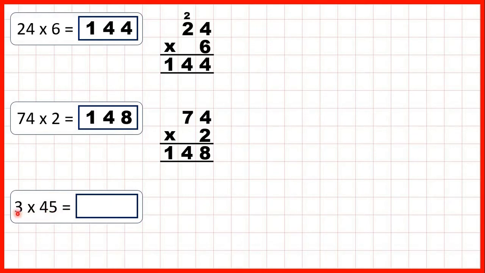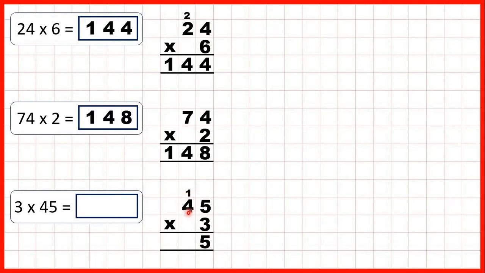Finally, we have 3 times 45. So here the single digit number is written first, but that doesn't matter, because with multiplication, order doesn't matter. So we can set the question out in the same way, with our 2-digit number on top. Starting with our ones, 5 times 3 is 15, so that's 5, with the first digit, 1, above our tens.